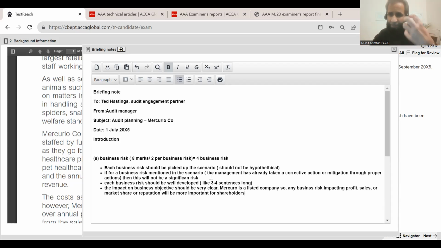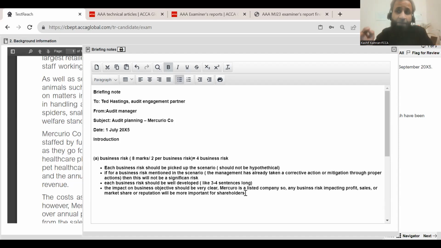So first of all, it has to be case specific. Second, you're not picking up a risk for which a mitigation has already been given by the examiner. Third, you're developing the risk well. And fourth, when you're talking about the impact of the risk, the impact has to be on something which is more important to shareholders, because that will help you pick up that this is a significant risk.